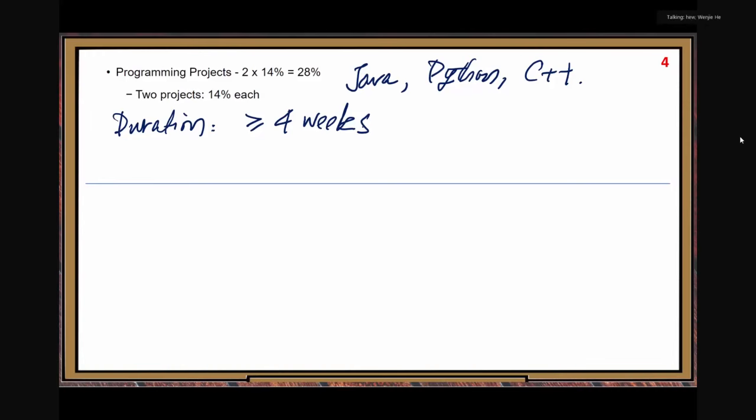Regarding the grace period, each homework assignment, the big assignment, I give a 1 day grace period. Quizzes, no grace period. Quizzes must be by the deadline. It cannot be later than that. But homework assignments, 1 day grace period. The project, each one, you have a 2 day grace period. Homework assignment, 1 day grace period.